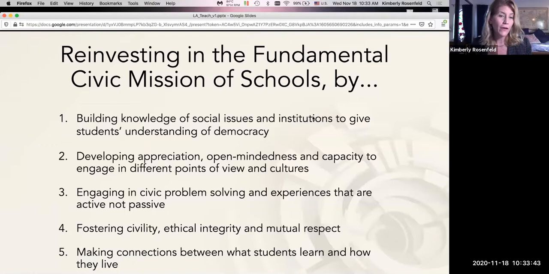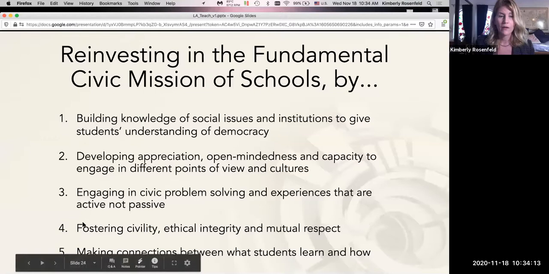Third, engaging in civic problem solving and experiences that are active and not passive. I really want to emphasize that active notion of getting students to write letters or getting them to go out in their community and see what's going on with our environment, for example. Getting them to really get some hands-on experience here rather than just in the classroom and in the library, right? Part of us being democratically engaged is for us to be active, and it's important to model that in the classroom.